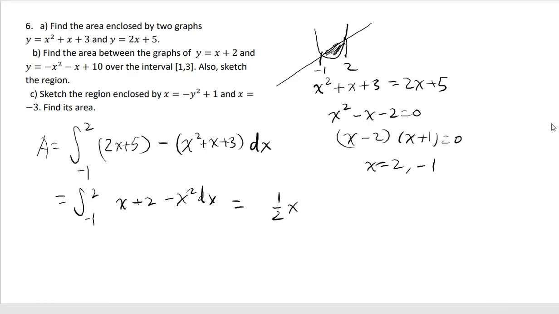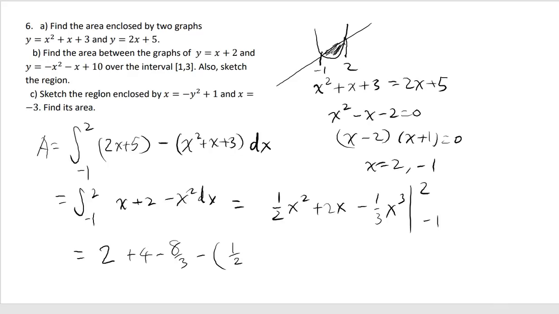Integrate those, you get 1/2 x squared plus 2x minus 1/3 x cubed, and you're plugging in 2 and negative 1. So when you plug in 2, 2 squared is 4, 4 divided by 2 is 2. 2 times 2 will be 4. When you plug in 2, 2 to the third power is 8. Minus, when you plug in negative 1, negative 1 squared is positive 1, so you have positive 1/2. Negative 1 times 2 is negative 2. Negative 1 cubed is negative 1, but there's a minus here, so it is positive 1/3.